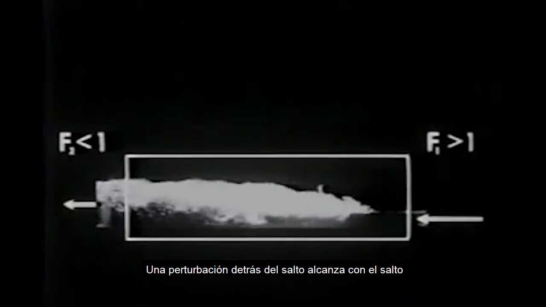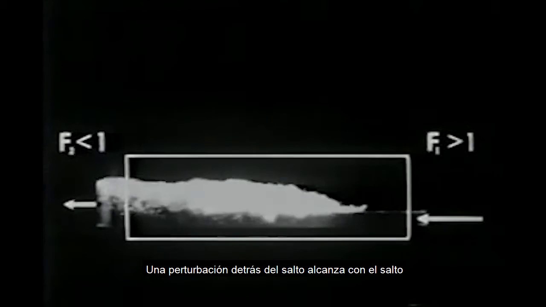We can easily show this in the flume. A disturbance behind the jump catches up with the jump. A disturbance ahead of the jump is washed downstream into the jump. Note, this is only another way of describing the steepening effect we talked about earlier in a different reference frame. Small amplitude waves behind a positive surge wave catch up to it. Small amplitude waves ahead are overtaken.